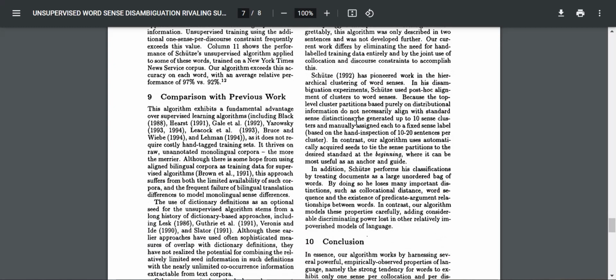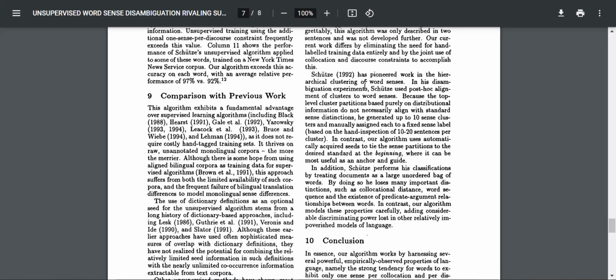Schütze 1992 has pioneered in the hierarchical clustering of word senses. In his disambiguation experiments, Schütze used post hoc alignment of clusters to word senses, because the top level cluster partitions based purely on distributional information do not necessarily align with standard sense distinctions. He generated up to 10 sense clusters and manually assigned each to a fixed sense label. In contrast, our algorithm uses automatically acquired seeds to tie the sense partitions to the desired standard at the beginning, where it can be most useful as an anchor and guide.